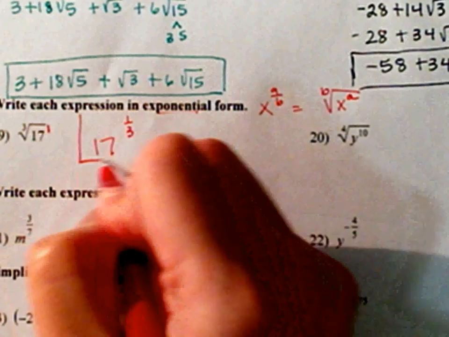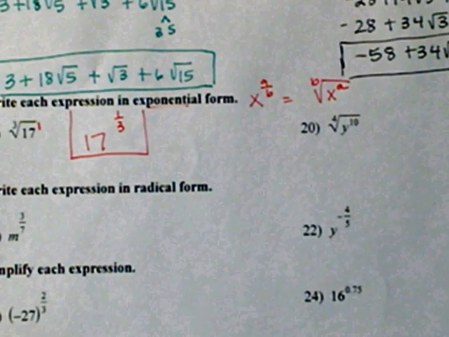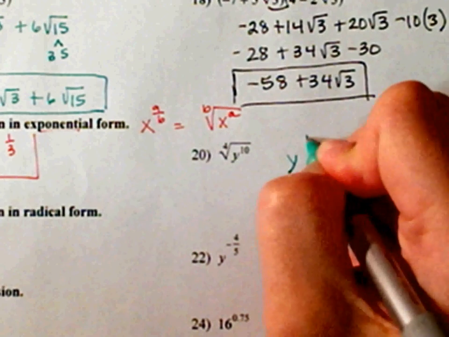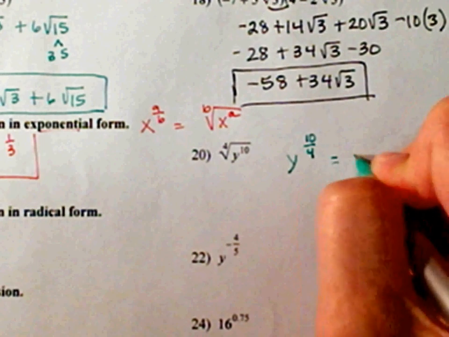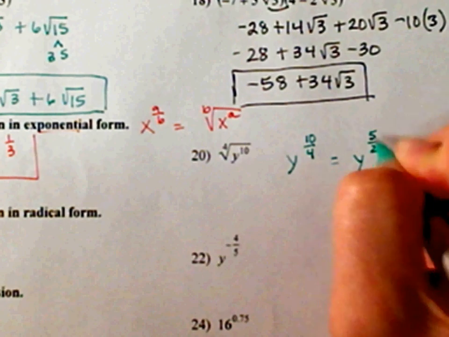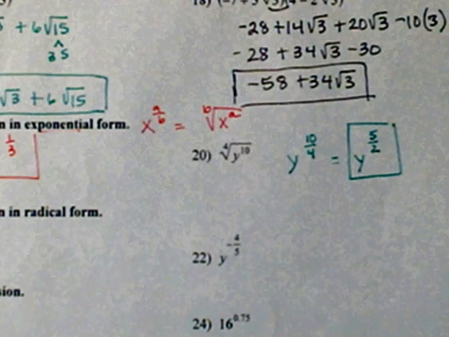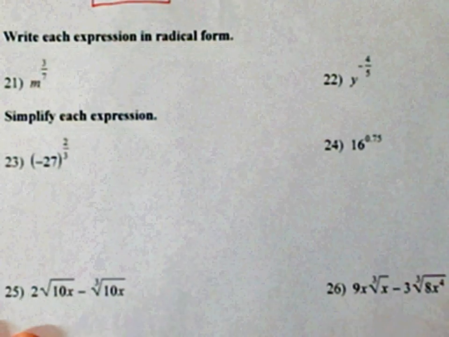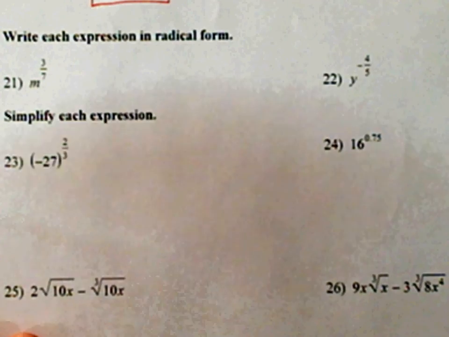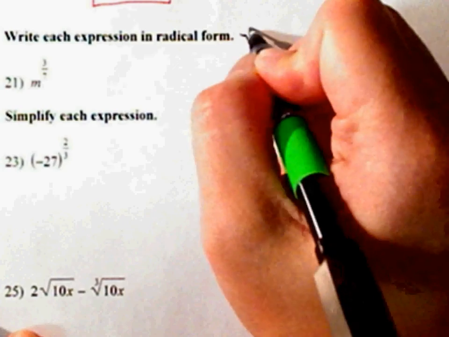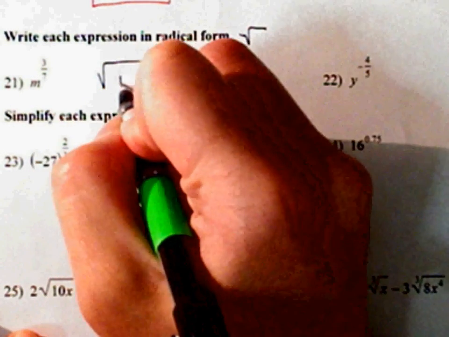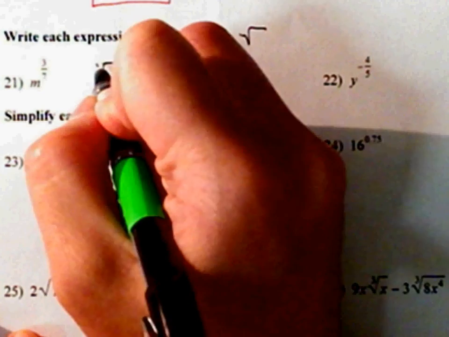Okay? Number 20. Y to the 10 over 4, which simplifies to y to the 5 over 2. 21. Write each in radical form. Okay? So radical means you're going to have a radical sign. So you're going to draw your radical, m to the 3rd power with a root of 7.